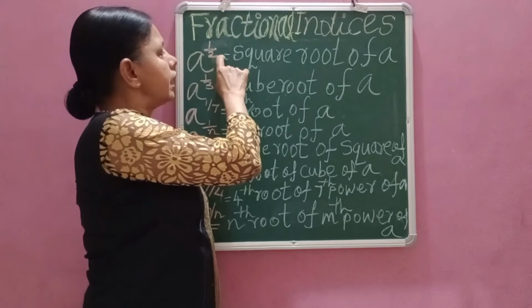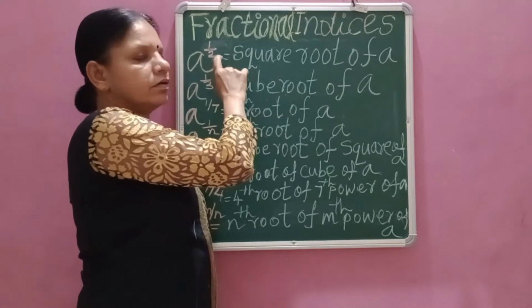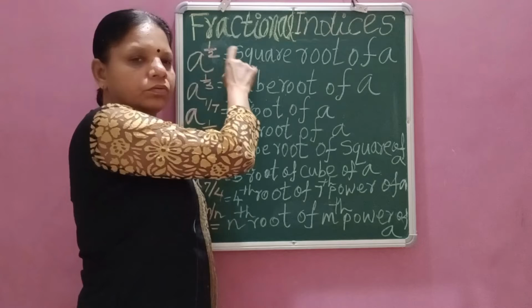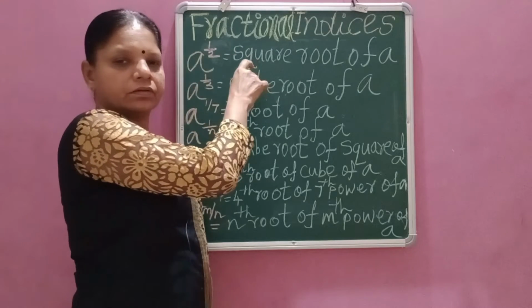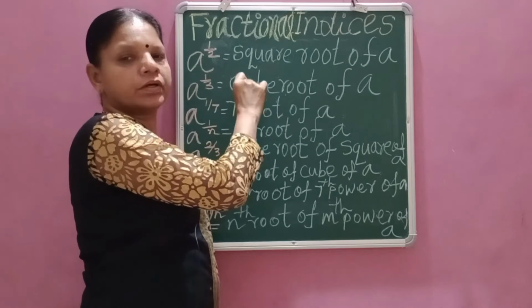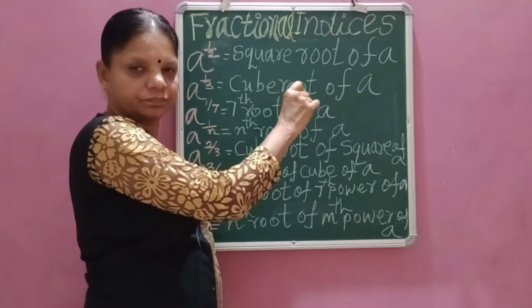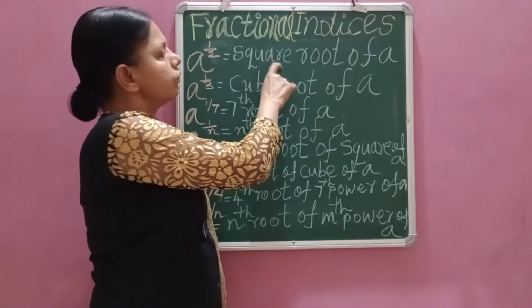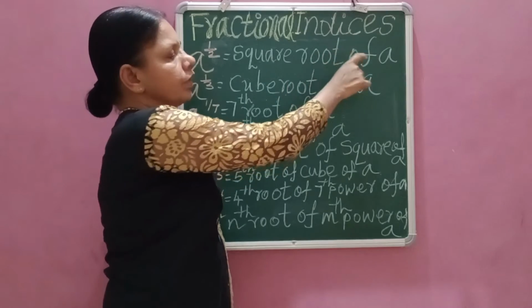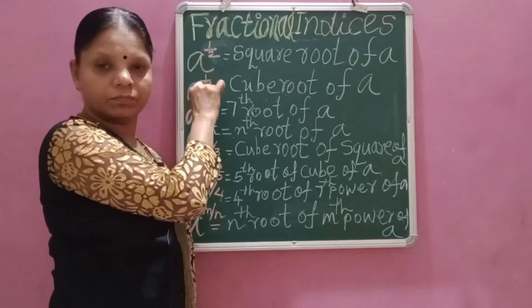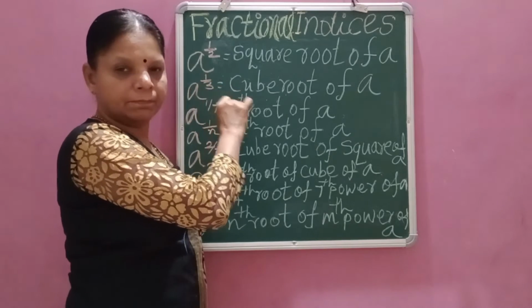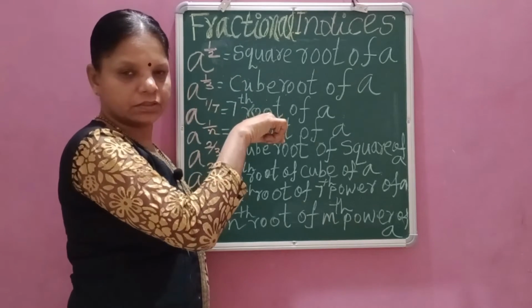So it is read as the second root of a. Second root is also known as square root. Square root of a. Only the denominator represents repeated division.